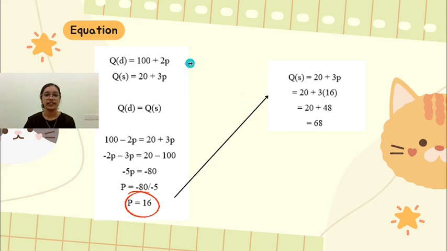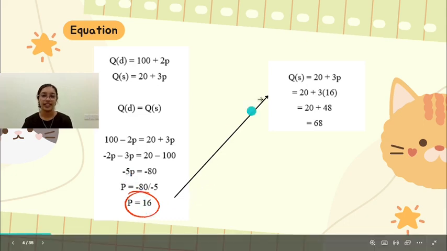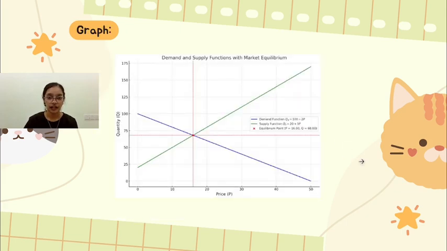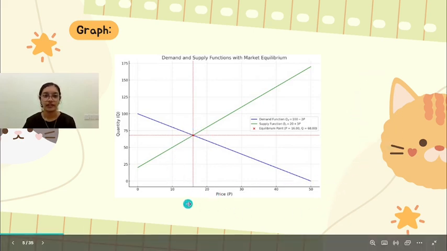For the first question, we're going to use this formula: QD equals QS. So we put the equations inside the formula, and then we get P as 16. Then we use any of the equations and put the 16 inside, and you get Q as 68. For the graph, this is the example of the graph.